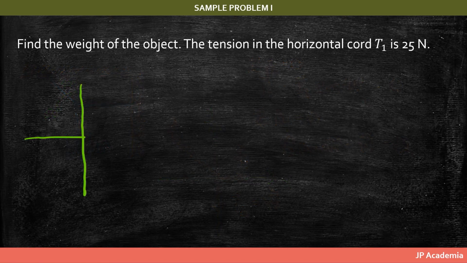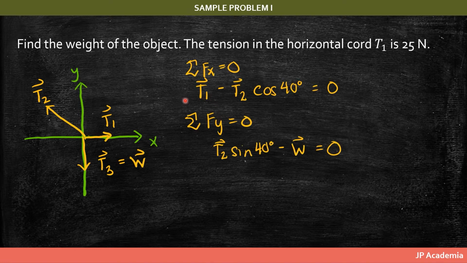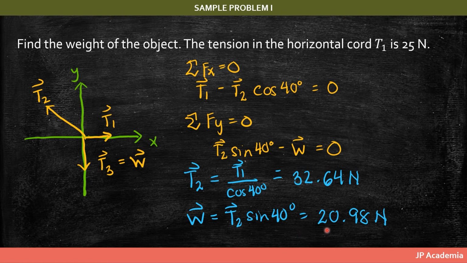We can easily solve this problem given that we already know the value of T1. And therefore, using our first expression, which is this one, we can solve for T2. So our T2 is equal to 32.64 newtons after we substitute 25 newtons for T1. Then we already know T2, and therefore we can use this second equation to solve for W. For the weight, the value of the weight is 20.98 newtons.